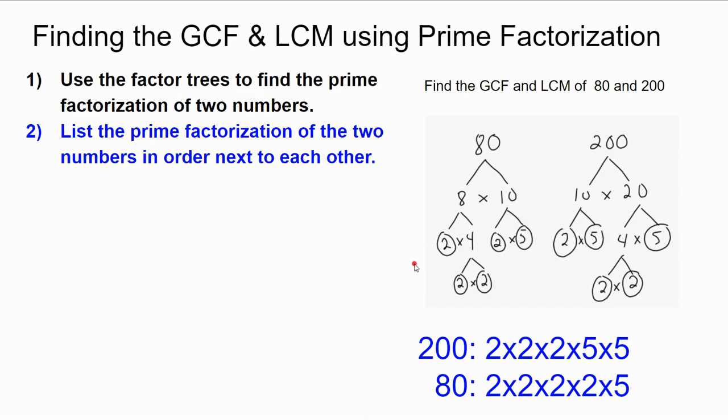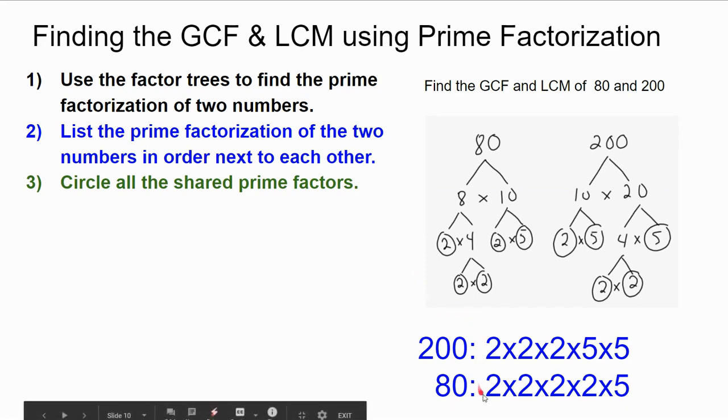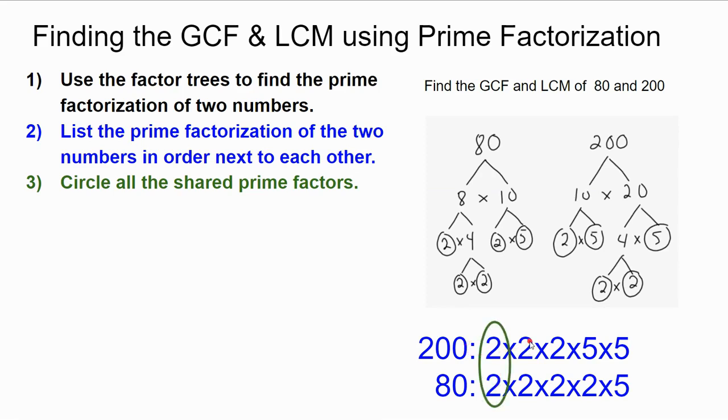All right. Now, what do we do with those lists? You circle the shared prime factors. Okay. Well, do they share a 2? Yes, 80 and 200 share a first 2. Do they share a second 2? Notice there's a 2 in 200. There's another 2 in 80.